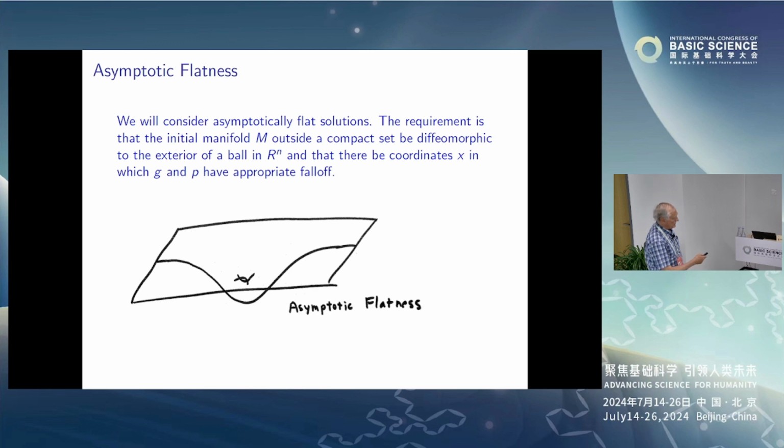So the metric G would fall off to the Euclidean metric, and the second fundamental form would fall off at some rate to 0. So it would correspond to a hypersurface in Minkowski space, which is asymptotic to some plane in Minkowski space.